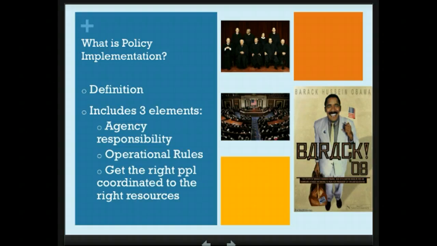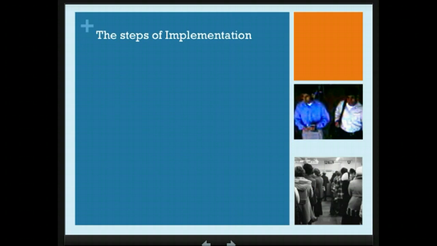But getting the right people, enough money to implement a law. So getting the right web designers on board with the Affordable Health Care Act to make a website that actually works. Steps of the implementation process. These guys, that's two of the 9/11 hijackers caught on airport surveillance video before they got on planes. This is a line at the DMV.